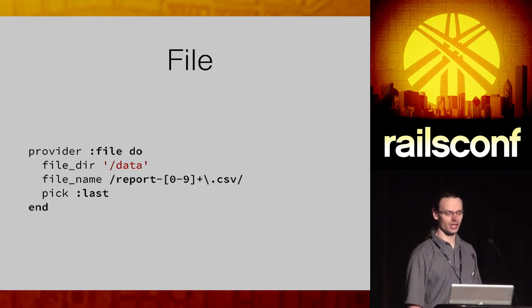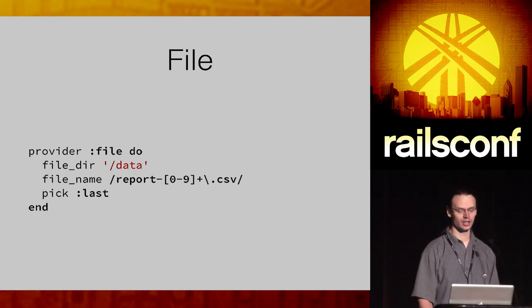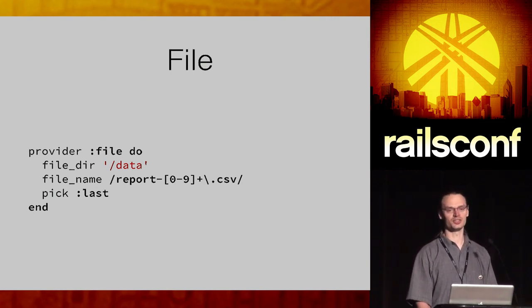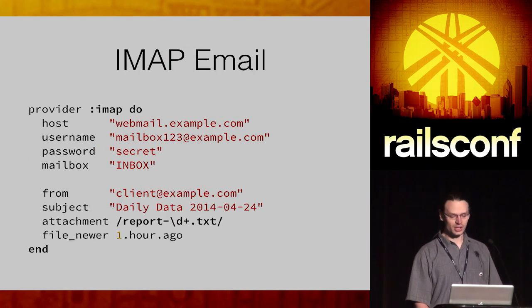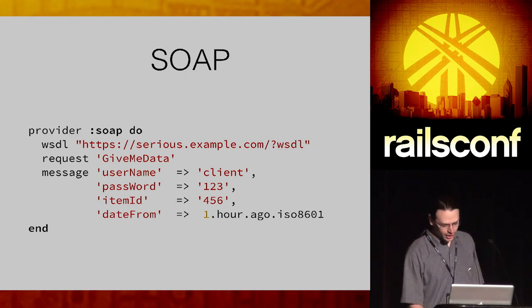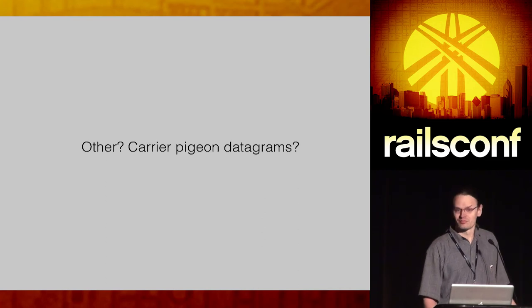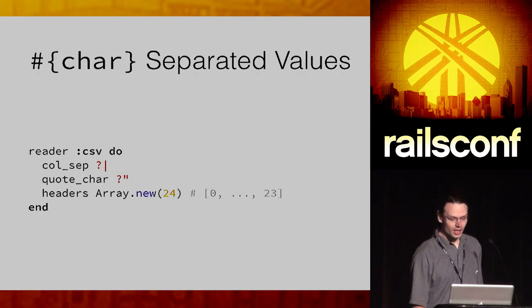You can declare where you get your data from. So you can say it comes from a file. You tell it what directory, how to pick which file to get. That might be the last file in the directory, or you can pass in a lambda there and say, give me that one. You can use FTP, same thing. You can use IMAP email. You can use this thing called SOAP, which is great. You might have other ways of getting data. Maybe you can write me a plugin or something.